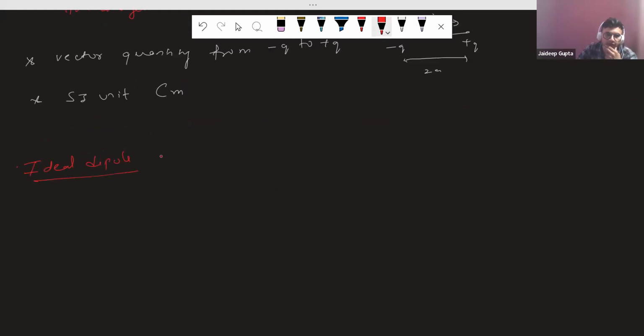Ideal dipole. If 2a tends to 0, it means the separation is almost negligible. Then the dipole is said to be an ideal dipole.